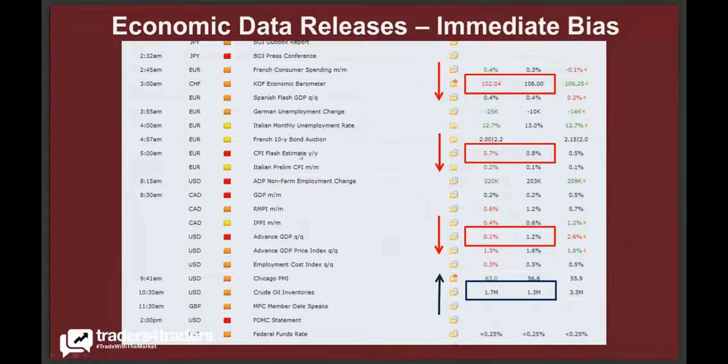Like this CPI flash estimate for the euro, it's weaker than forecast. That would mean a potential ECB cut or negative sentiment, so the euro drops off and traders sell aggressively. And this is the same for all the major currency pairs. And that's why the economic numbers, the fundamental drivers, are so important for all of this.